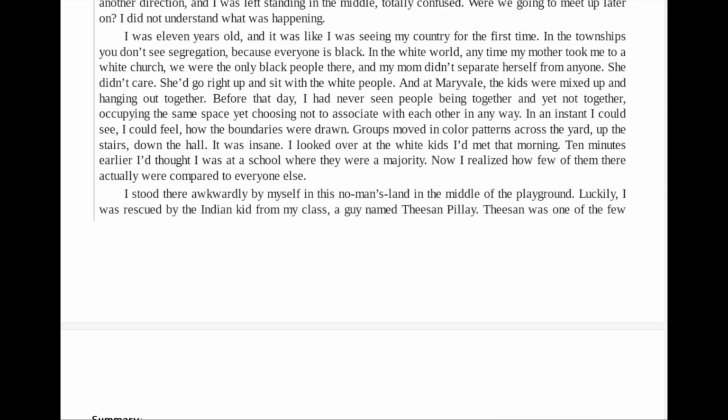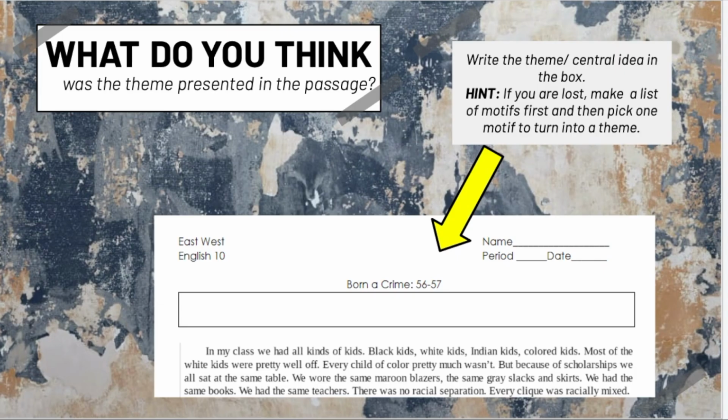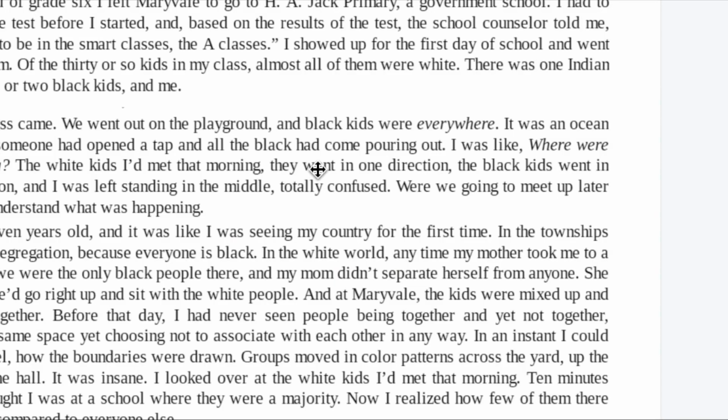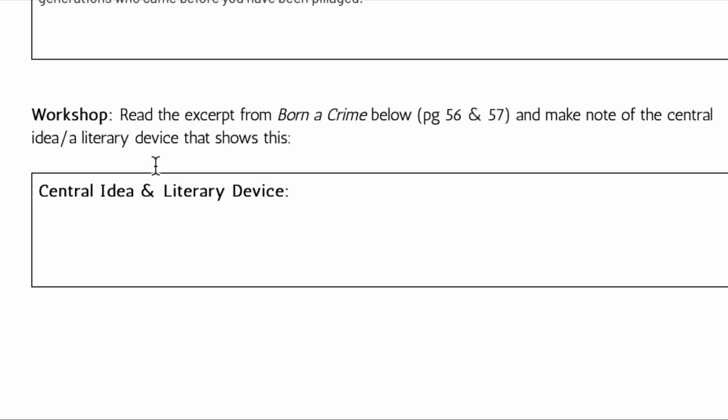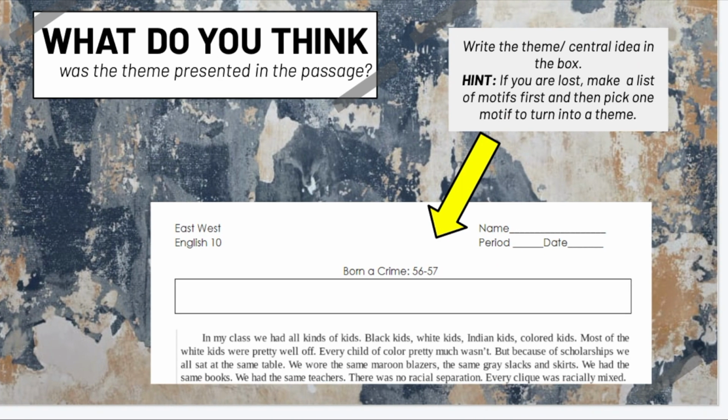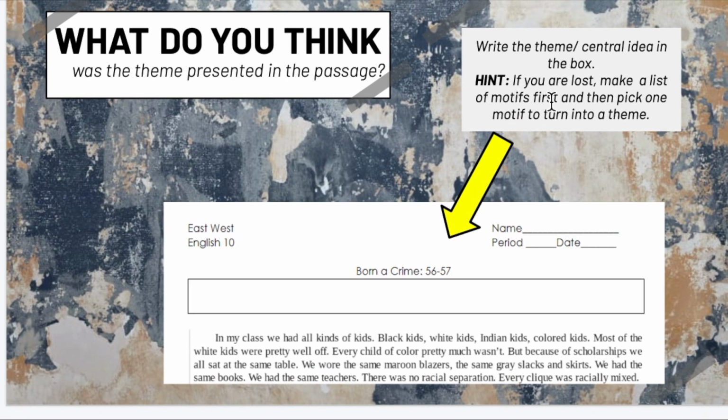And that's going to be the ending of that reading. To think, what was the theme presented in that passage? So you're going to write your theme or central idea in your little box on your worksheet. So for you guys, that's this over here. So write that down, and if you're lost, make a list of motifs first.